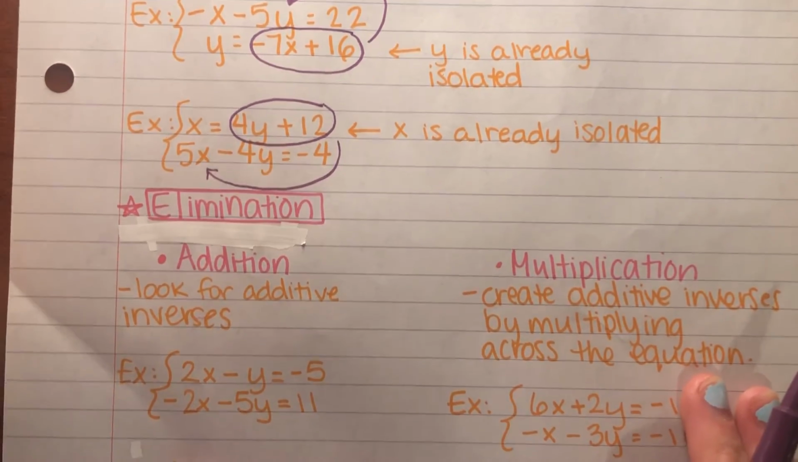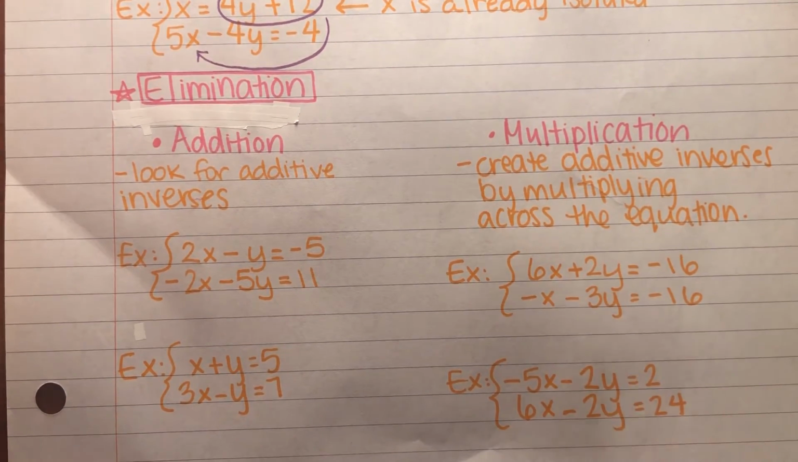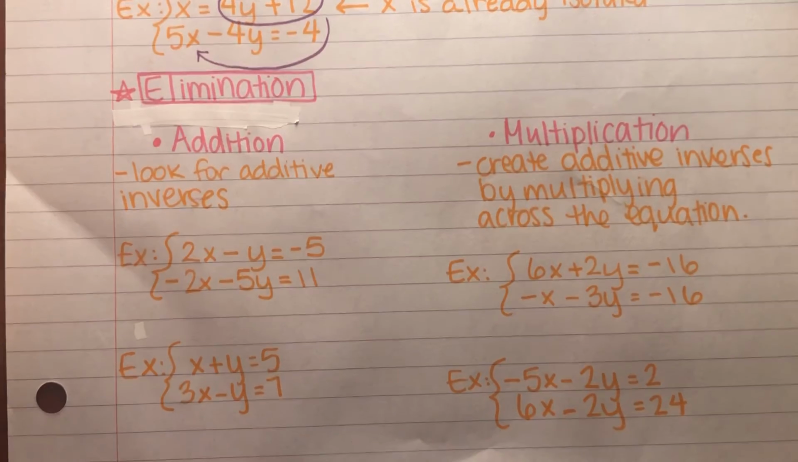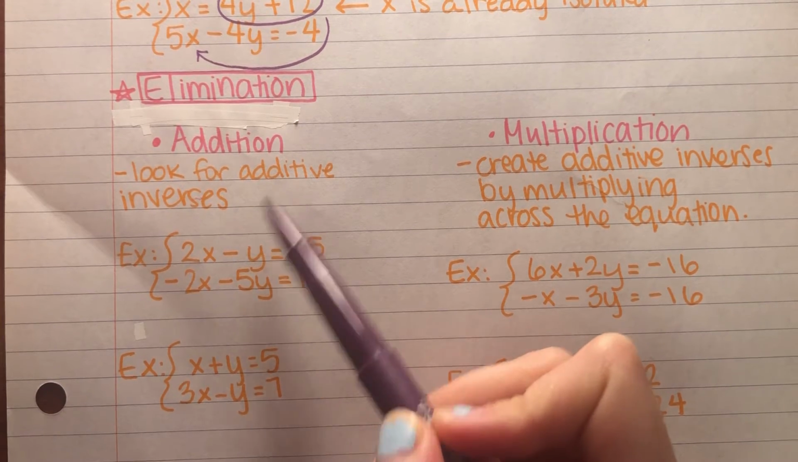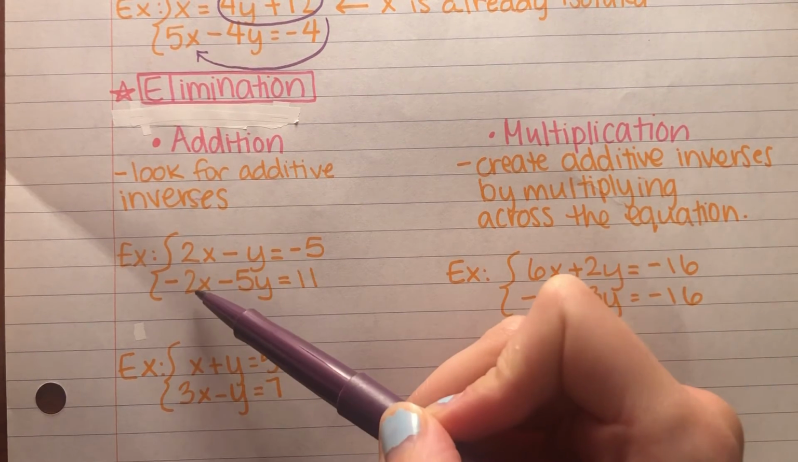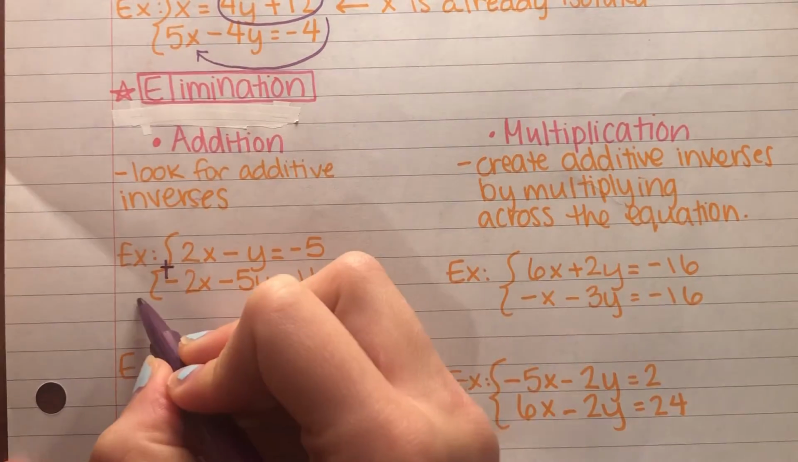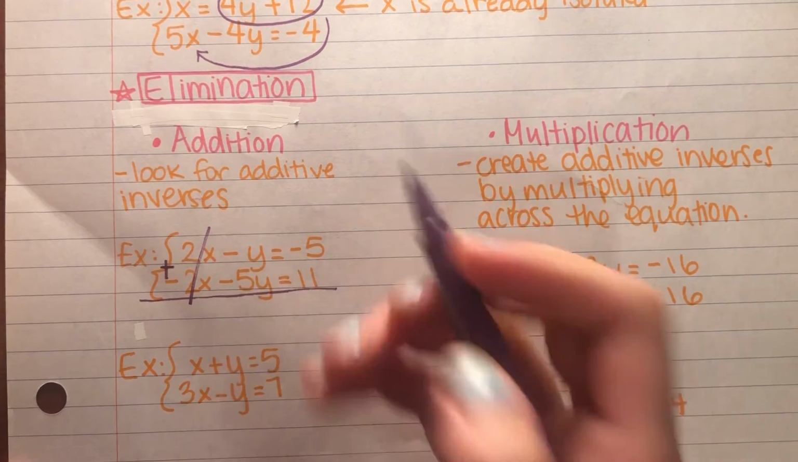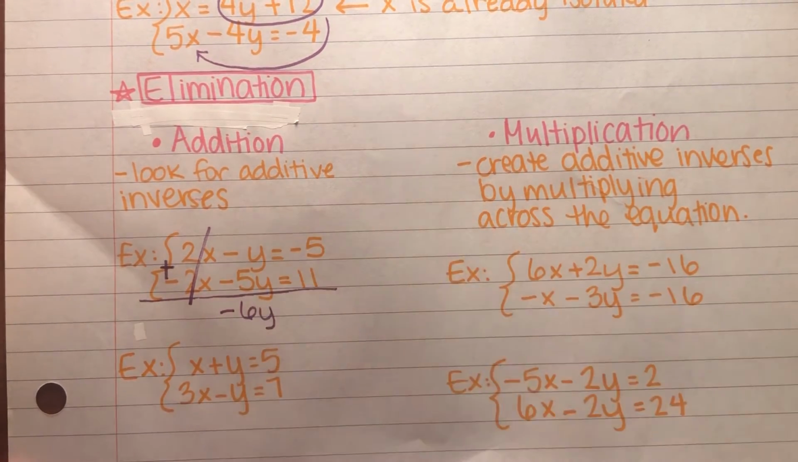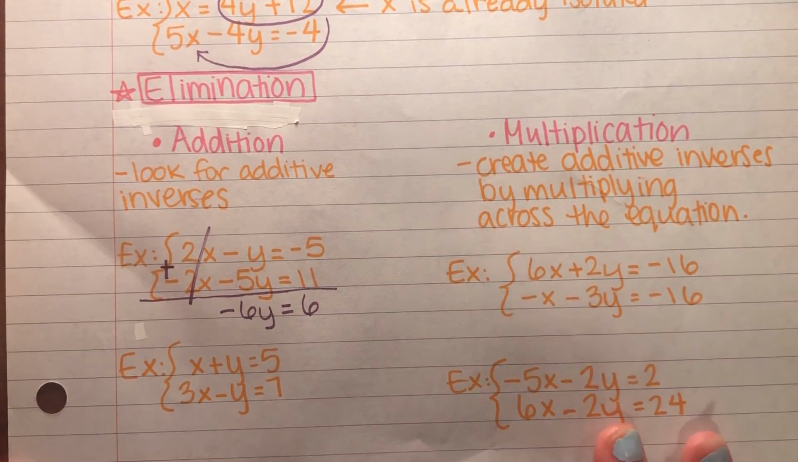Okay, next we have elimination, and we can use addition or multiplication when eliminating. So we want to look for additive inverses. Additive inverses are terms that are kind of like opposites. So 2x and negative 2x are examples of additive inverses. When we add the equations together, those x terms will cancel out and we can solve for y really easily. So from here we would get negative 6y equals 6. And from there I can solve for y, plug that back in to find x.